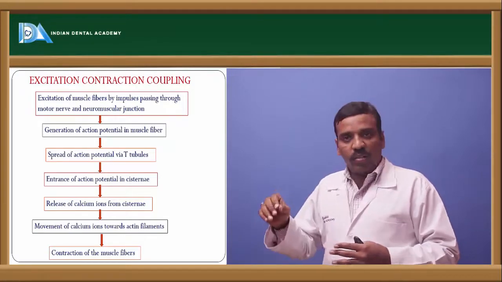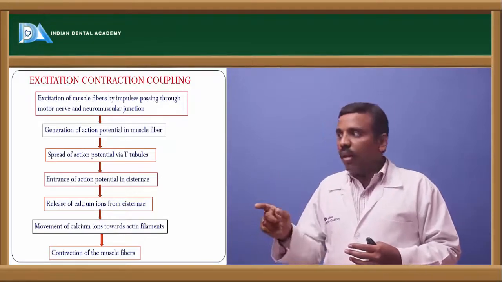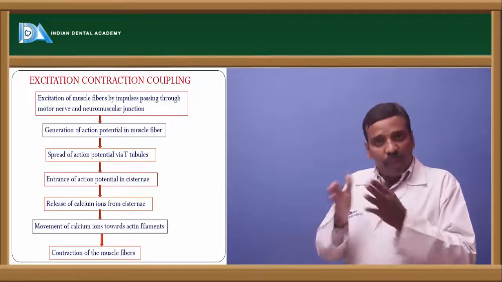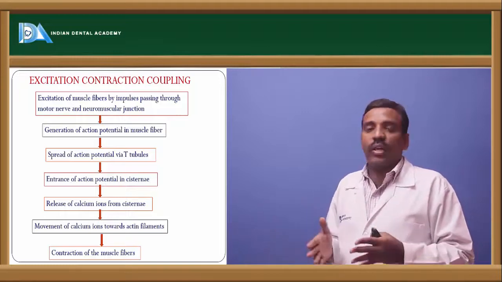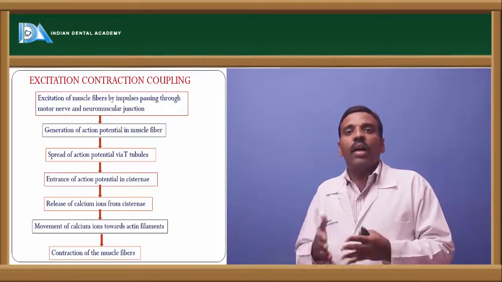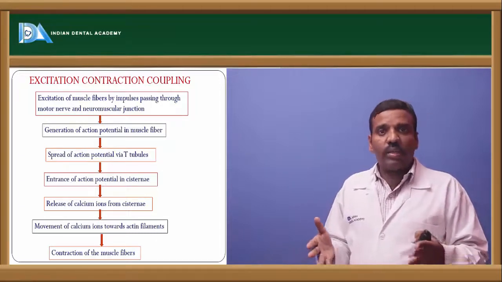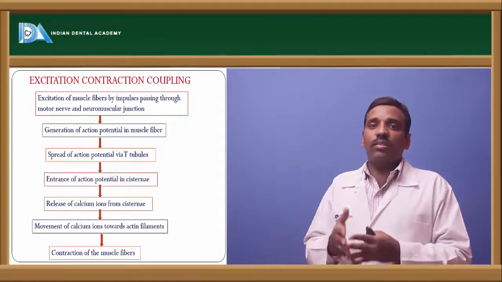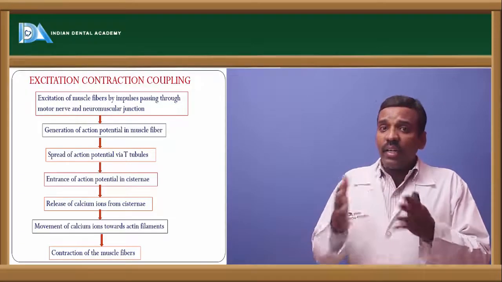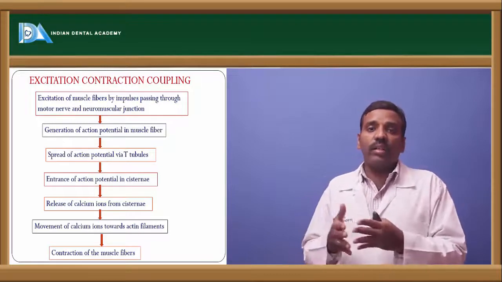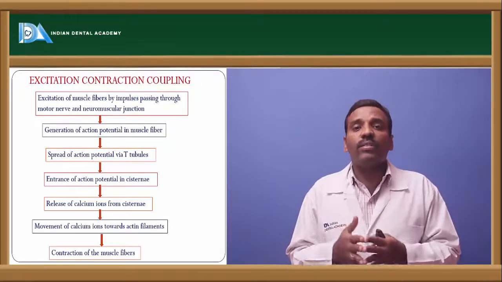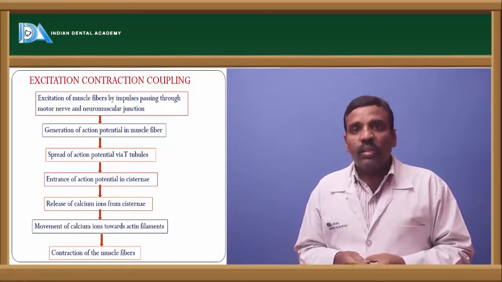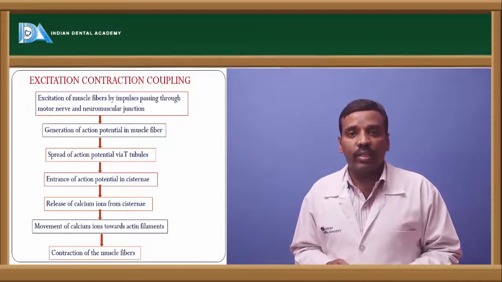Okay, right. First is excitation in the muscle, next is generation of the action potential, next is spreading of the action potential, and then entrance of the action potential into the cisterna. Then the calcium channel gates open, and calcium moves out, then there is actin filament movement, and after that the actin filaments move the myosin filaments, and then contraction occurs. This is the relation of excitation, contraction, coupling.